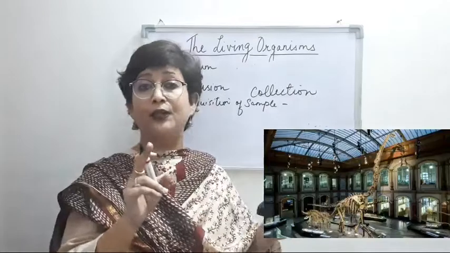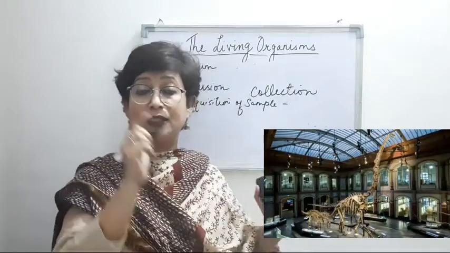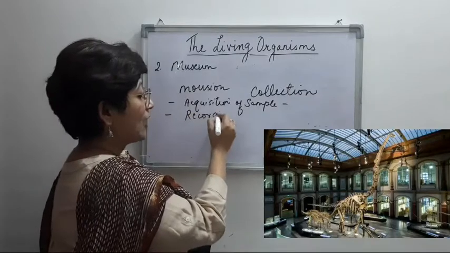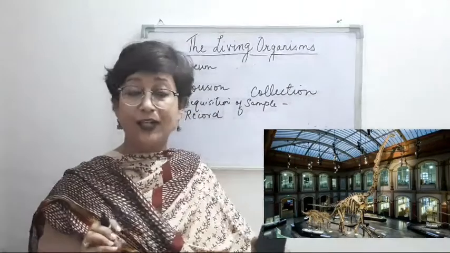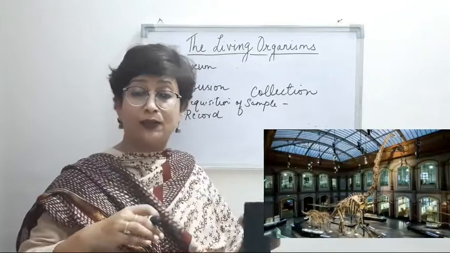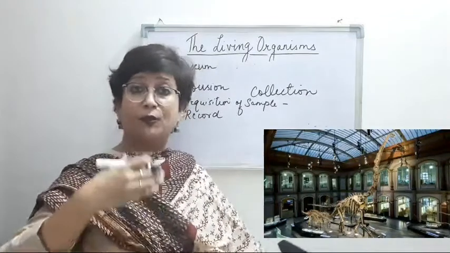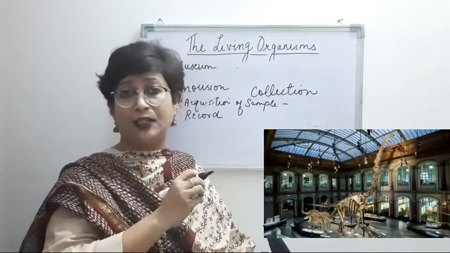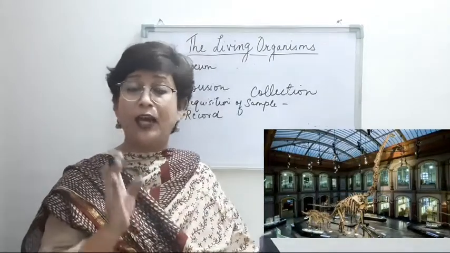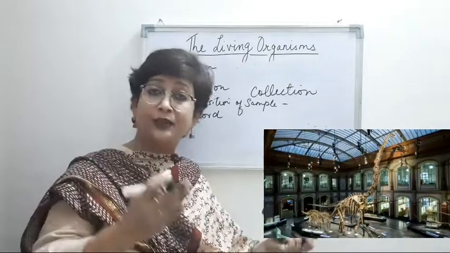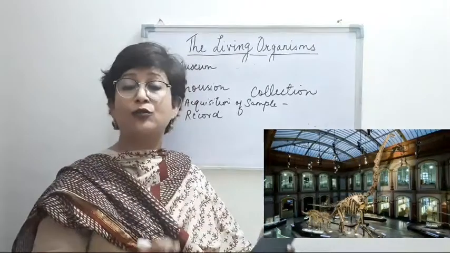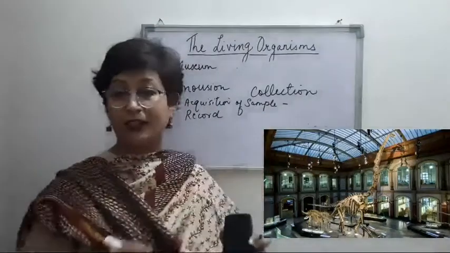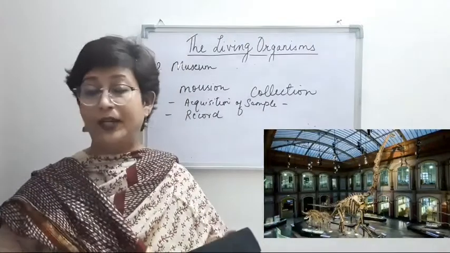Once the sample is in the museum, the second thing that happens is that a record of the sample is maintained, right? So what is a record? There is a book, or nowadays of course a computer, where a list of all the specimens is kept. Whatever new specimen is added to the museum is again added there in the list. So a record is maintained.